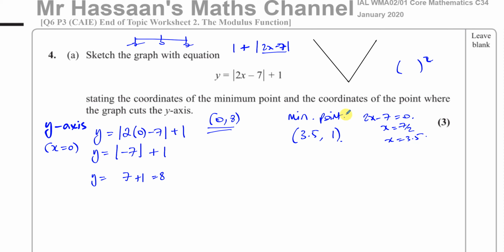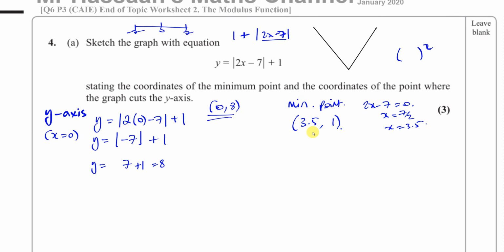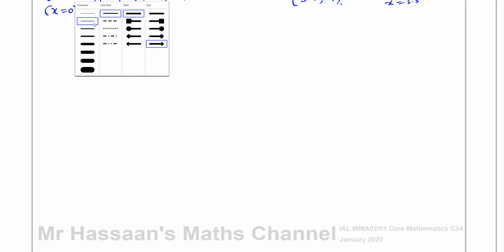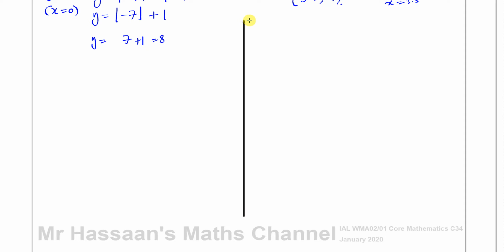So we have the minimum point and the y-intercept. Those two things we have now, and it's now very easy for us to make a sketch of the graph. Now, a sketch does not mean a proper, full-blown diagram or axes where you have all the points marked and everything. No, it just wants a sketch with the important points.